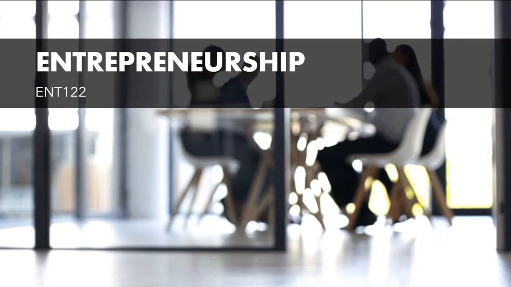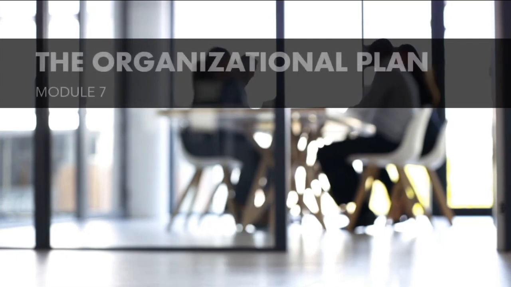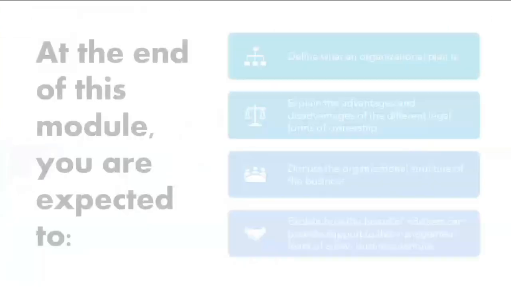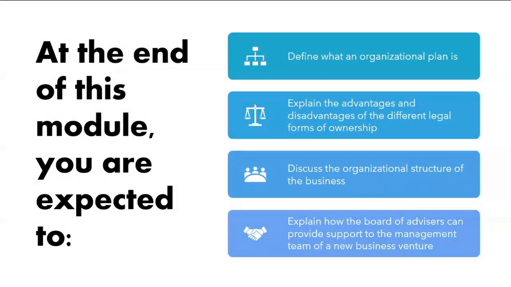Let's continue now our discussion with module number 7, the organizational plan. At the end of this module, you are expected to, first, define what an organizational plan is. Second, explain the advantages and disadvantages of different legal forms of ownership. Third, discuss the organizational structure of the business and explain how the board of advisors can provide support to the management team of a new business venture. Okay?